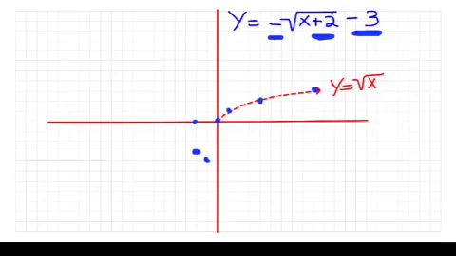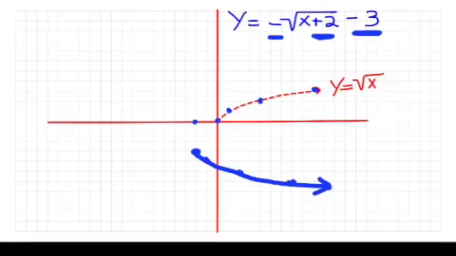We're going to go right 4, and then we're going to go down 2. And then finally we're going to go right 9 and down 3. Something like that. And again, there's our graph. It's been reflected, meaning it's now going downward instead of upward. And it has been moved to the left 2 and down 3.